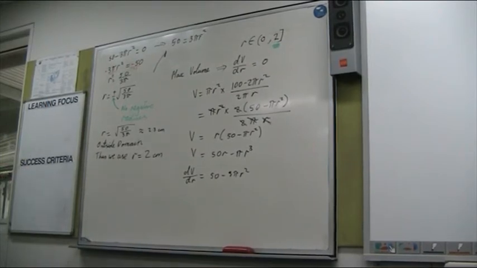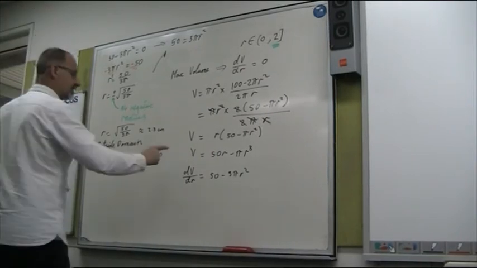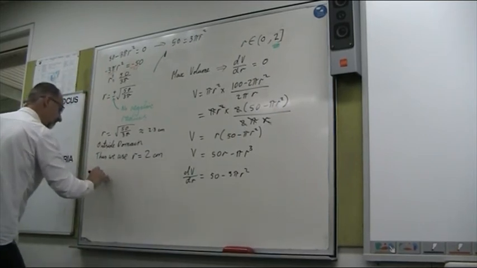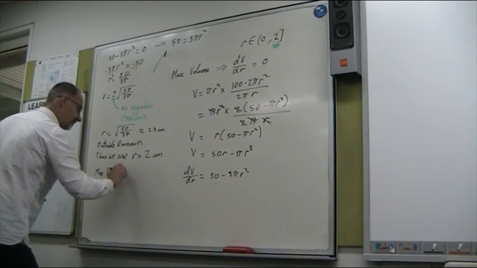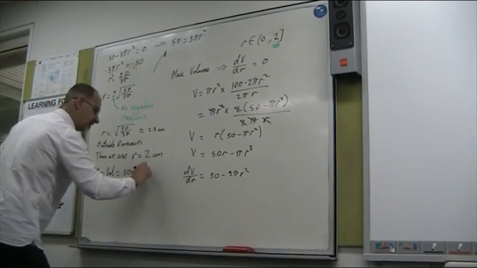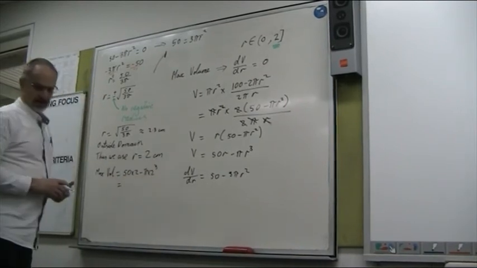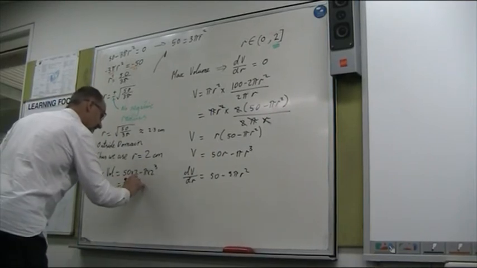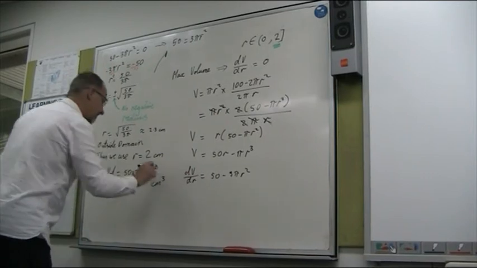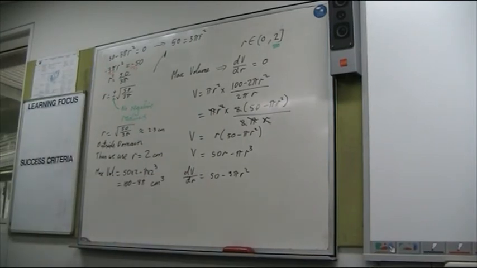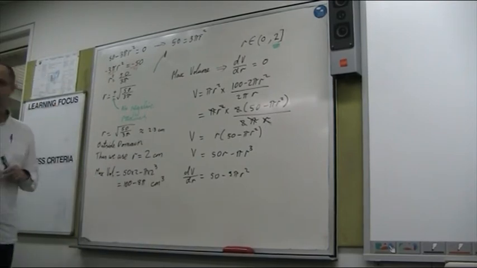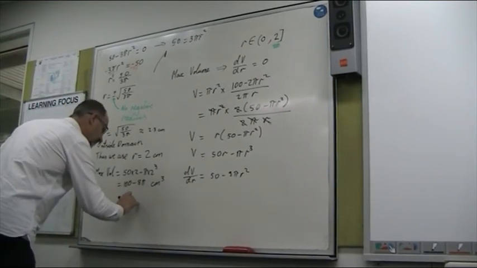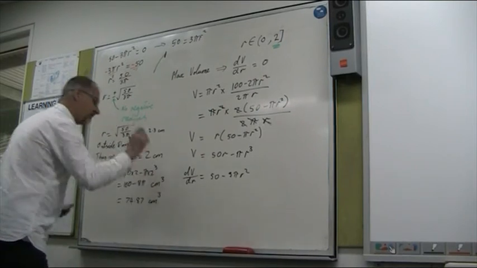All right, so in the end we were asked for the maximum volume. Our maximum volume in our domain is 50 times 2 minus pi times 2 cubed. That would be 100 minus 8 pi centimetres cubed. If they asked for an exact value, you would leave it as that. If it asked for 2 decimal places, you'd say it's 74.87 centimetres cubed.